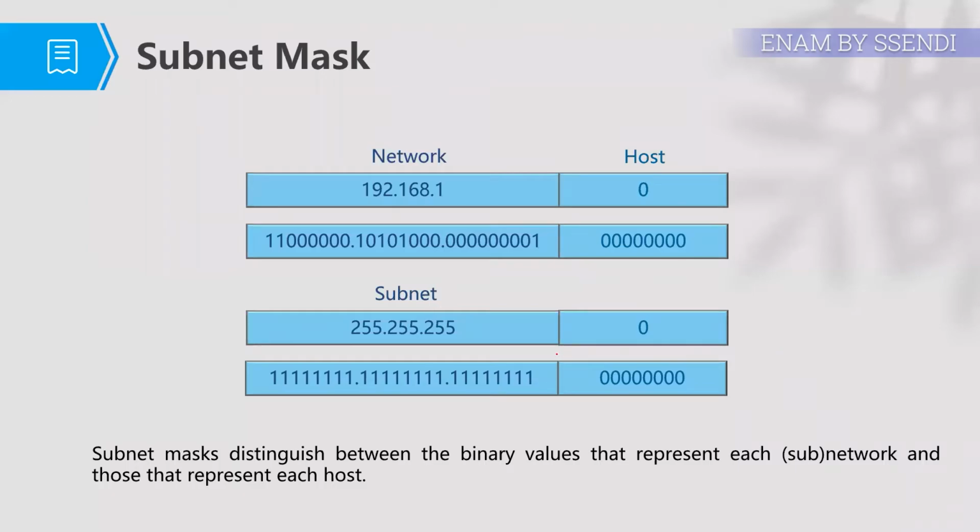For example, with my machine, all right? We are saying that subnet masks distinguish between the binary values that represent each network or subnetwork and those that represent each host. So by using the subnet mask, you can tell that these particular bits represent the network bits and these particular bits represent the host bits, all right?